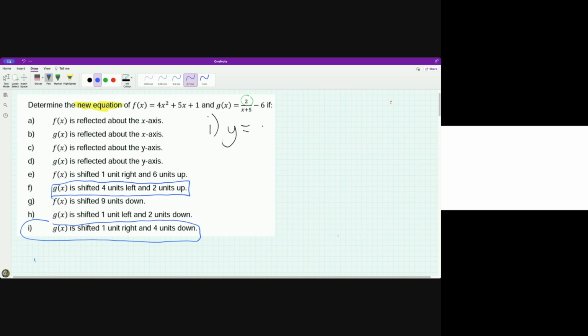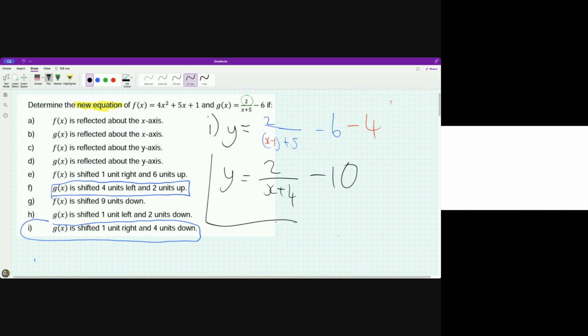Okay, so 2 over x plus 5 minus 6. If I want to go 4 units down, I go minus 4. If I want to go 1 unit to the right, that should be x minus 1. So now the question is, what's this going to be? It should be that. Reniwe says 2 over x plus 5. All right. So the plus 5 is there, but remember, you go 1 unit to the right.